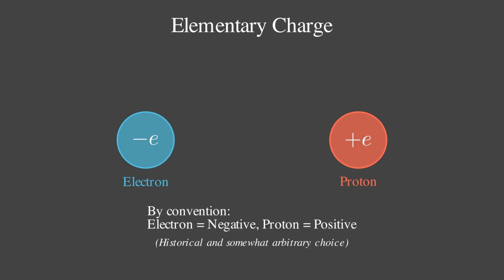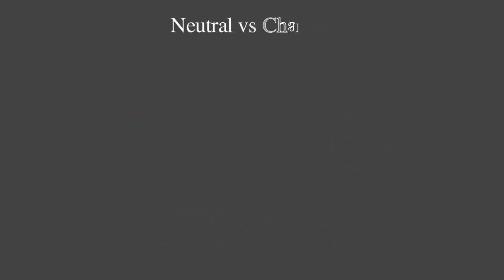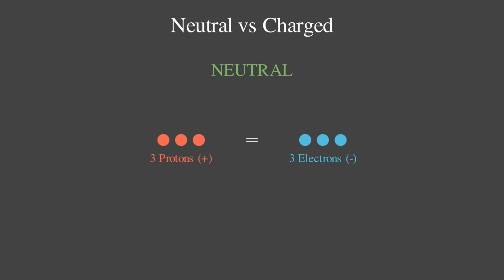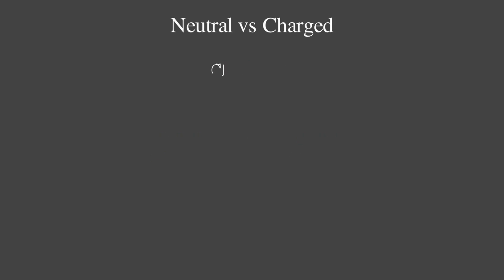So, the charge on an electron is written as minus E, and the charge on a proton is written as plus E. When the number of electrons equals the number of protons in matter, it is said to be neutral, carrying no net charge. But when this balance is disturbed, it is said to be charged.